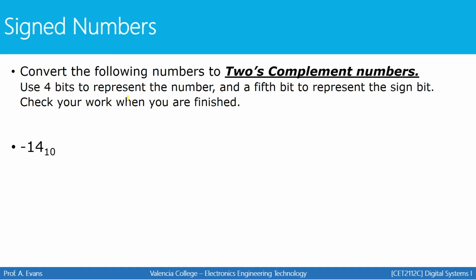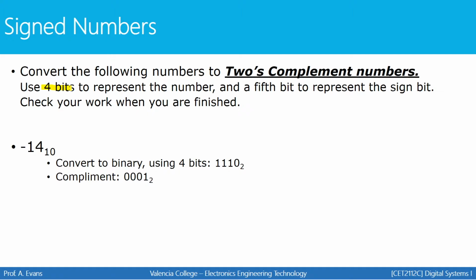Let's do another example. This time we'll do -14. We're going to follow the same steps as before. Convert the number 14 to binary using exactly 4 bits per the directions. Remember, the directions tell you how many bits to use to represent the number. So we're going to take the number 14, represent that using 4 bits, which would be 1110.